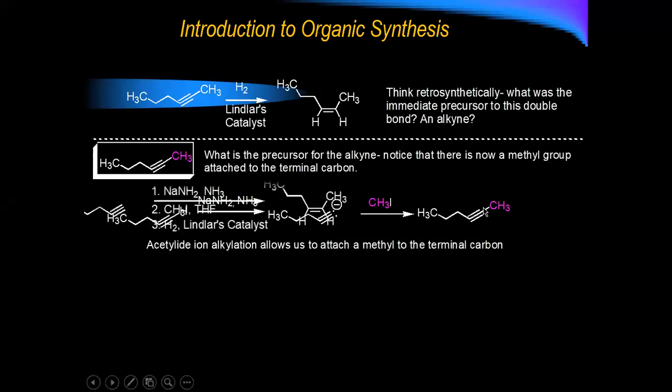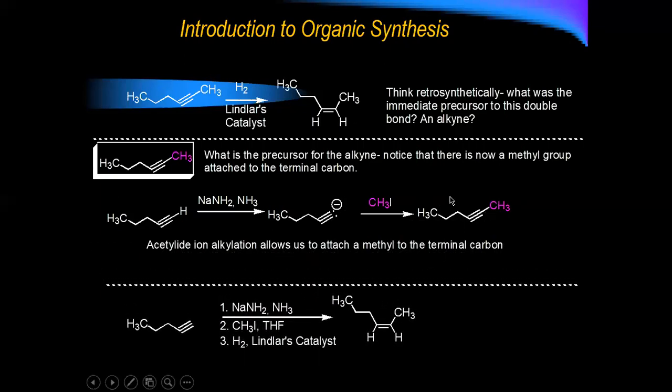So the overall synthesis will look like this: you have the alkyne, you treat it with a base, then you follow that up with methyl iodide, and then you follow up that reaction with hydrogenation using Lindlar's catalyst, and that'll get you to this final product, right? Any questions about that? So you're always thinking backwards. If you're doing a retrosynthesis, your goal is to look at the product and work your way back to the original initial starting material.